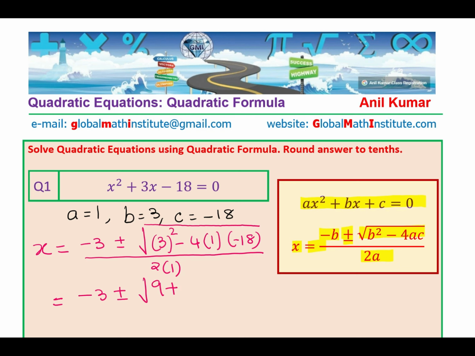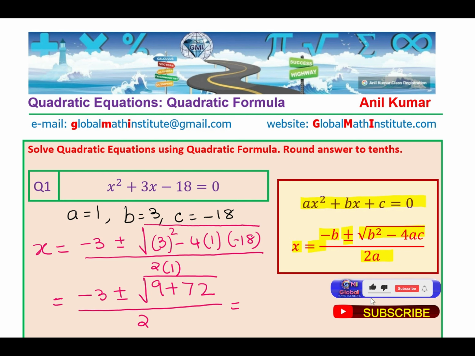So we could add this, and 18 times 4, 18 times 2 is 36, and double that is 72. So let me just write 72. You can use a calculator to find the value. Divided by 2. Do you see that? Now, 72 and 9 will give you 81, and the square root of 81 is 9, right? So from here, you get minus 3 plus or minus 9, divided by 2.